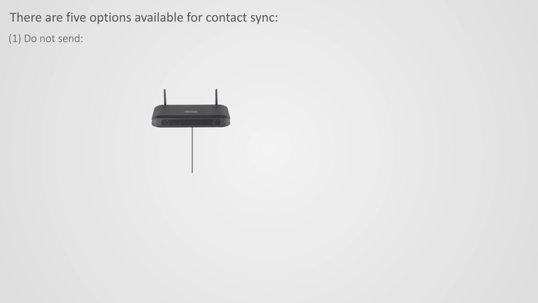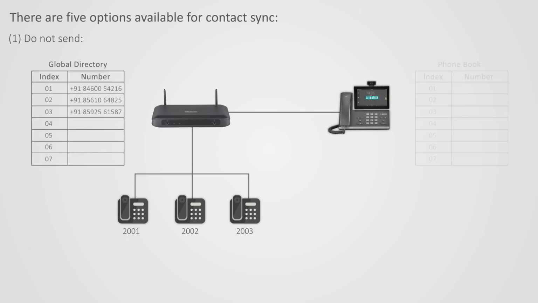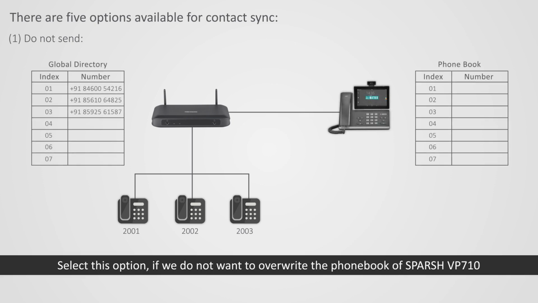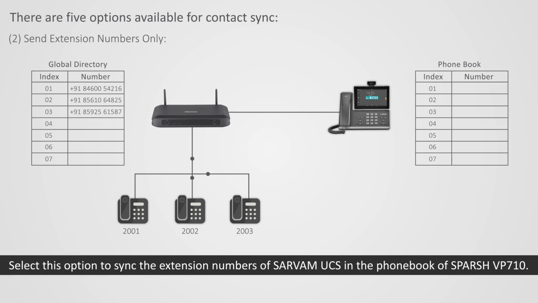There are 5 options available for contact sync. Do not send. Select this option, if we do not want to overwrite the phone book of SPARSH VP710. Send extension numbers only. Select this option, to sync the extension numbers of SARVAM UCS in the phone book of SPARSH VP710.